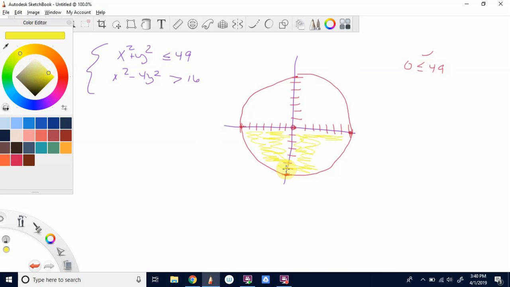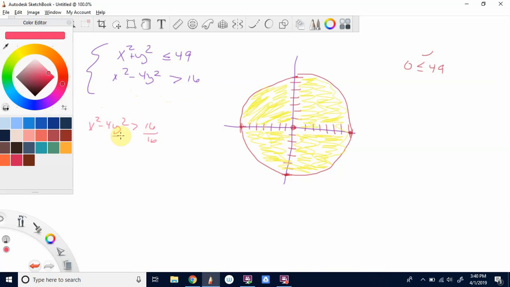Just like in an inequality, we test a point and find where the solution is. With a circle, that's easy. It's either inside or outside. So wherever you get a true statement, that is where your solution is for the inequality. So next, I have a hyperbola. Well, the hyperbola is equal to 1. So I'm going to take this and I'm going to use algebra.